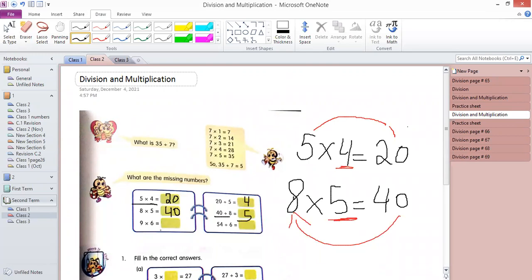Same here, guys. 9 by 6 is equal to 54. Can you tell me 54 divided by 6 equals what? Very good. 54 divided by 6 equals 9.